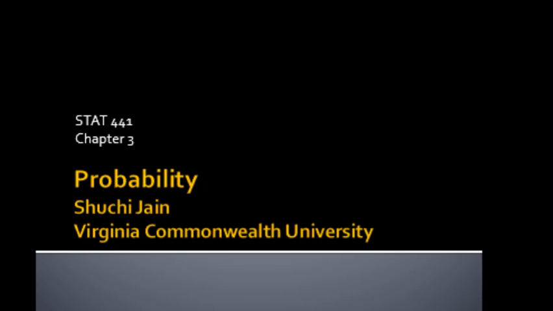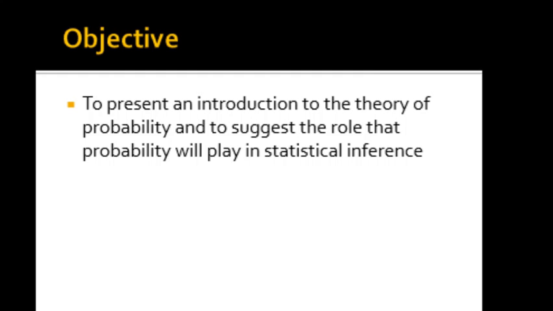This lecture will cover chapter 3 and we're talking about probability theory in this chapter. Here is the objective of this chapter. We present the introduction to the theory of probability, and we will suggest how it's connected to drawing statistical inference. The use of probability for drawing statistical inference is what we are trying to understand in this chapter.